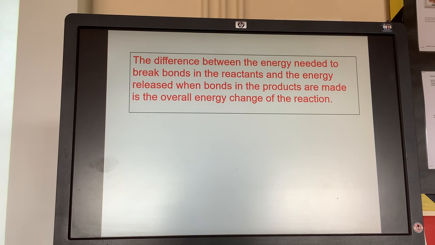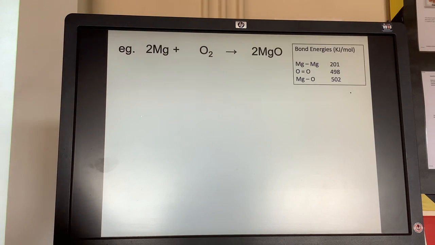Important sentence here to get your head around. The difference between the energy needed to break bonds in the reactants and the energy released when bonds are made is the overall energy change of the reaction. That sentence is a bit complicated, it's a bit long. We'll simplify that and try and explain what that means. But ultimately, we're going to have to work out how much energy is used to break bonds and how much energy is released when new bonds are made.